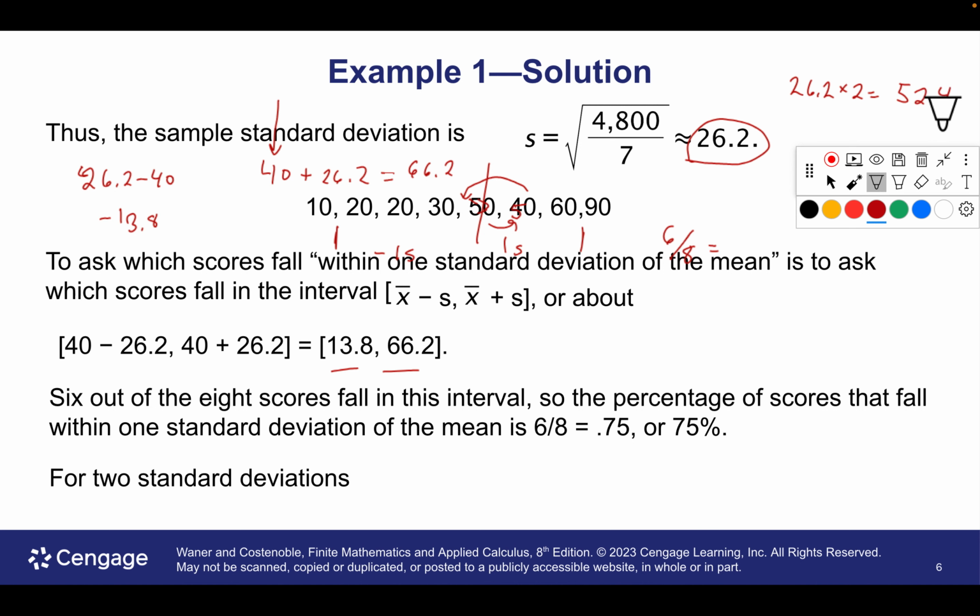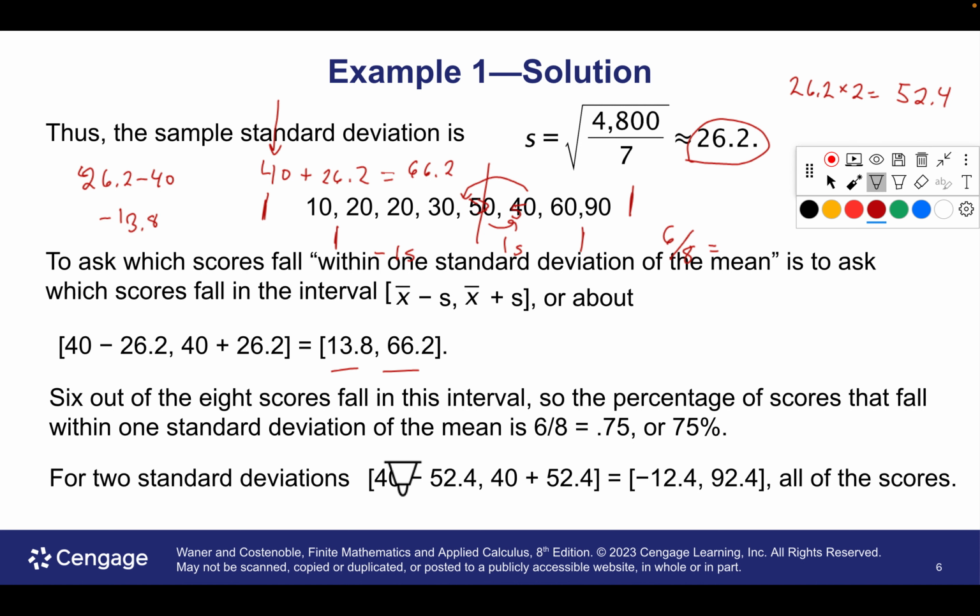And so we'd go 52.4 above, 52.4 below. In this case, if you add 40, we're at 90 something, right? So we're over here. If you subtract that from 40, you're into the negative numbers. So you're here. You've got all the data included, 100%.